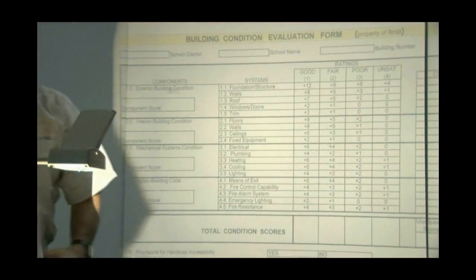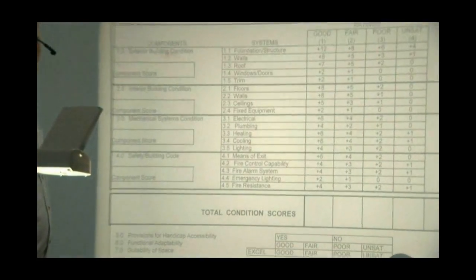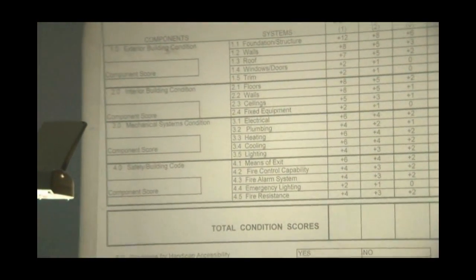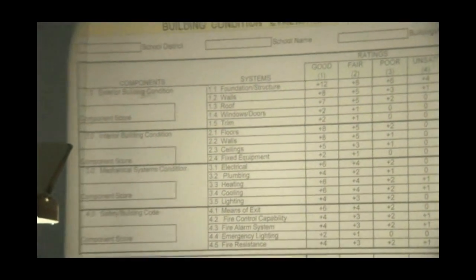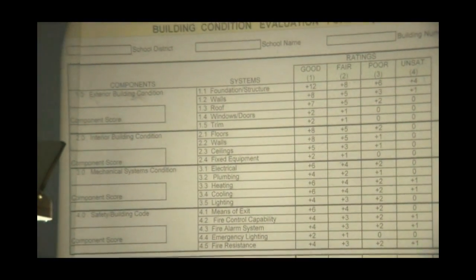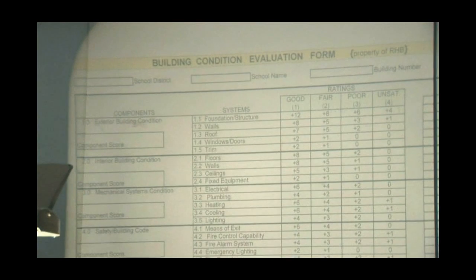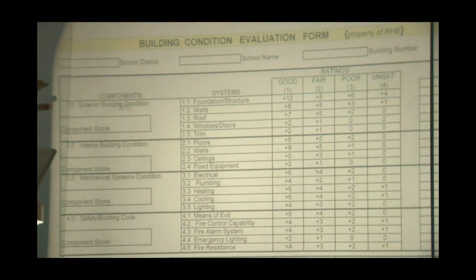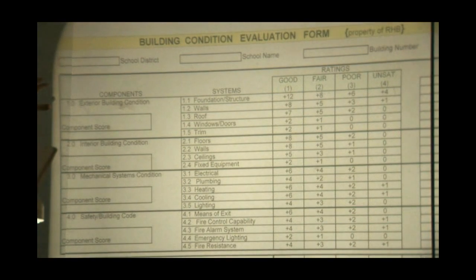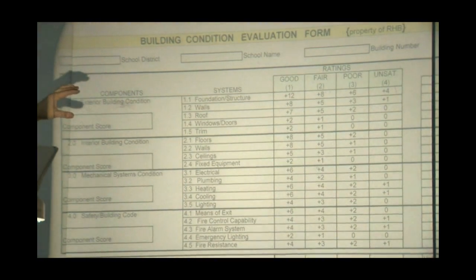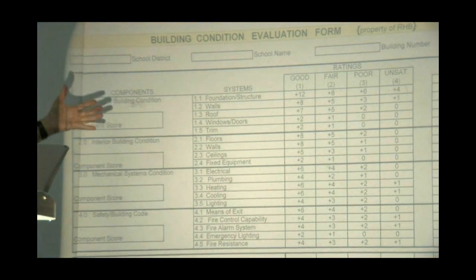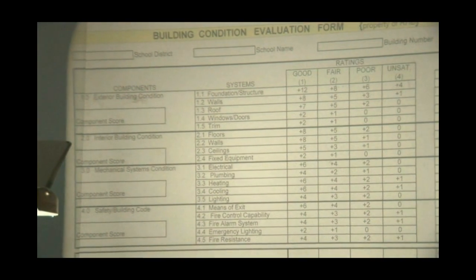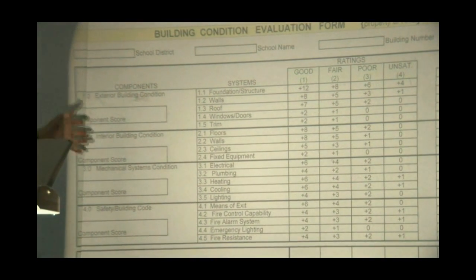So you're going to see this electronic form on the instruments that you have, and at the top you can see BCEF. As I was telling you, you're going to fill in the blanks as you go along: the school district that you are doing the evaluation under, the school name, which in our case is Middleton Middle School, and then the building number.